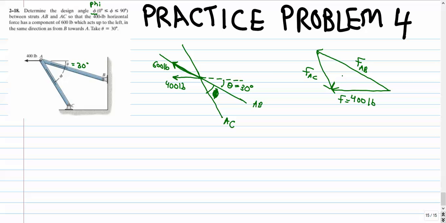Now let's put in the angles. So the angle between the resultant force of 400 pounds and its component along the AB axis, this angle should be equal to this angle right here, which is 30 degrees. As you can see that these two angles are opposite to each other. In other words, they should be equal in magnitude. So this angle should be 30 degrees too. So let's put that right here, 30 degrees.